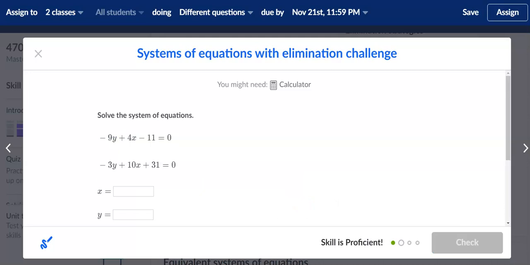It's kind of funky. A couple things going on. Number one, the y's are in the first column. The x's are in the second column. My constants, or my numbers by themselves, are in the third column. And then I got zeros over here.